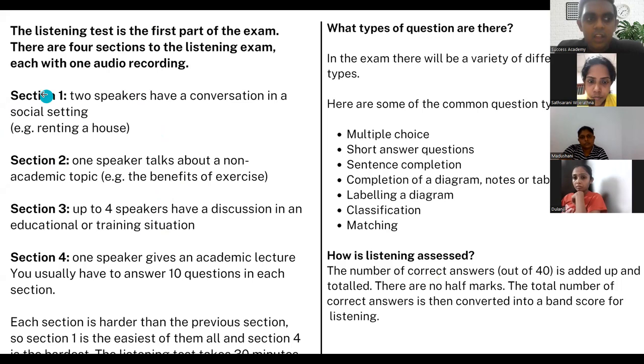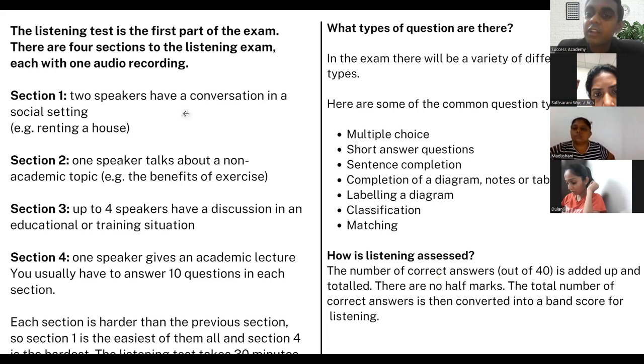Section 1 is a general topic, typically something like two people talking about renting a house, trying to book a plane ticket, a train ticket, or make a hotel reservation. Day to day activities, things that we do on a day to day basis. So section 1 is always a general topic and it's always two people talking.